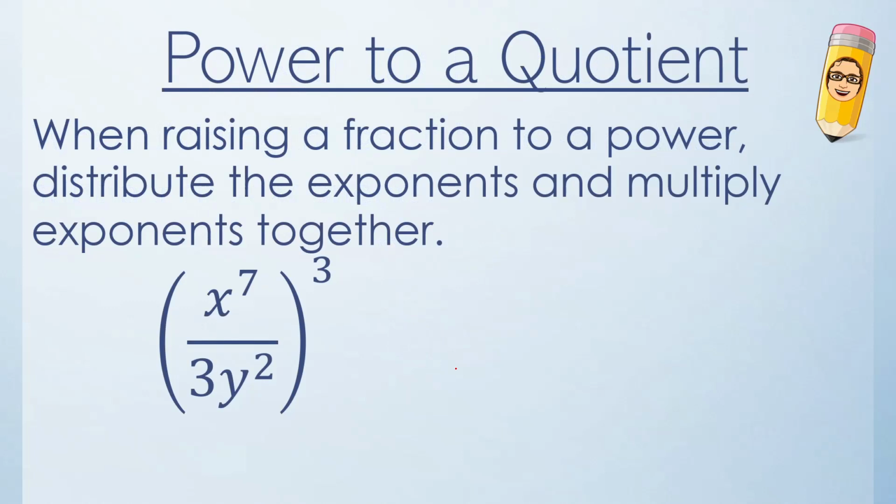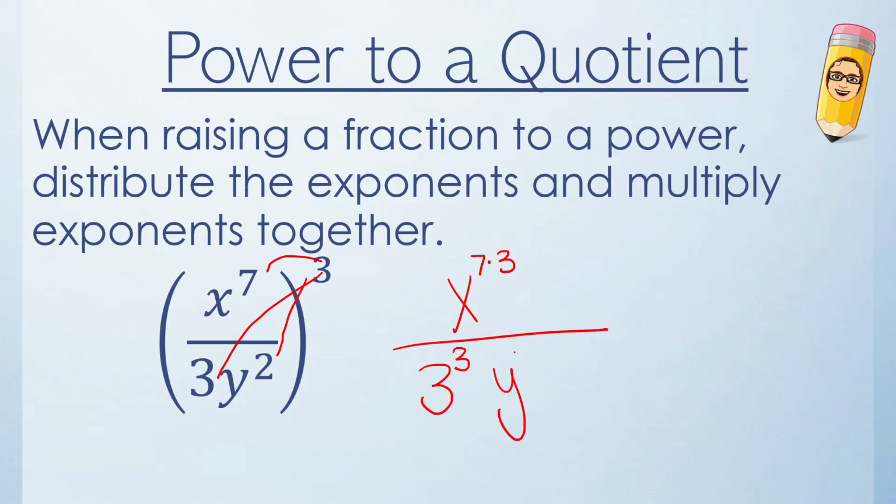Power quotient. When you're raising a fraction to a power, you need to distribute the exponents and multiply the exponents together if there are any. So we're going to distribute this 3 to everybody. Now notice, I had to distribute this 3 to the big 3 as well. Don't forget, the numbers on the inside also get that exponent on the outside. So it's going to be x to the 7 times 3, so we're going to multiply, over 3 to the 3rd, y to the 2 times 3.